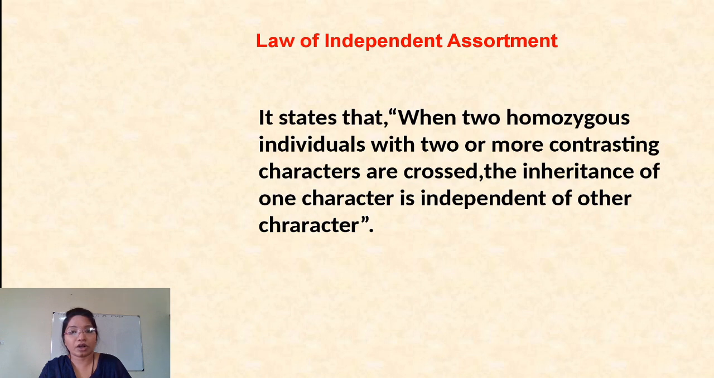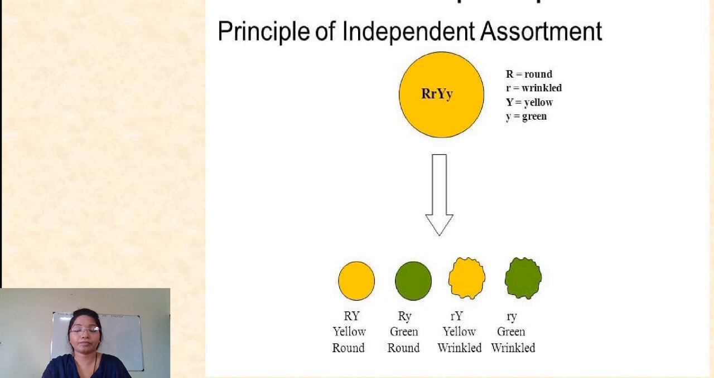The law of independent assortment states that when two homozygous individuals are crossed with two or more pairs of contrasting characters, inheritance of one character is independent of another character. Very simple law. Just take an example. The law states that when we cross two individuals considering two or more pairs of contrasting characters, inheritance of one character is independent of inheritance of another character.